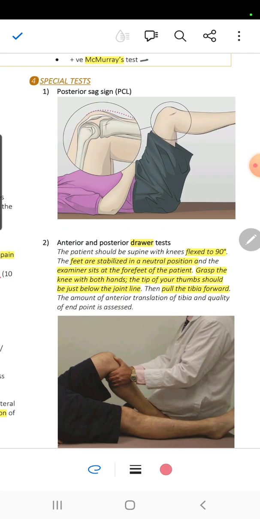Posterior sag sign is important for PCL. Like in the image we can see, during flexion of the hip and knee and aligning the knee as shown in the image, we have to support the limb with our arm, and then tell the patient to be in a relaxed position. If there is a sagging of the tibia, that shows that posterior support is gone, that is a PCL injury.